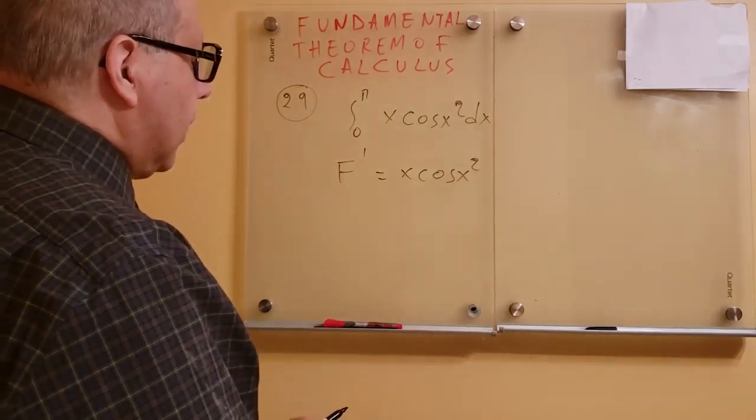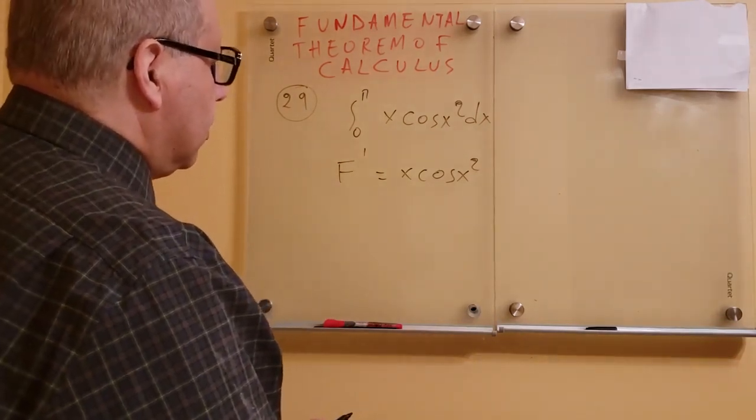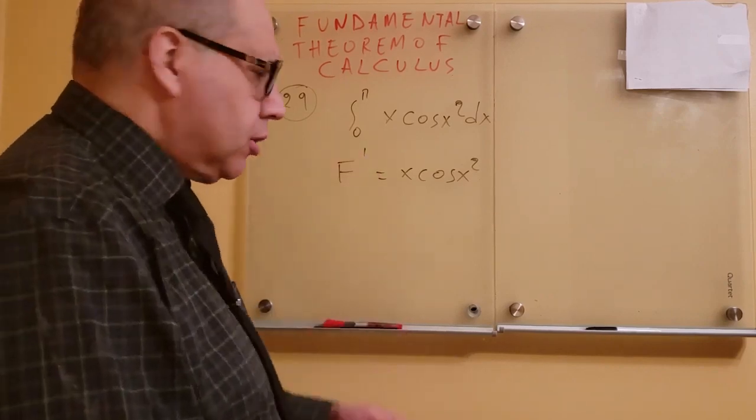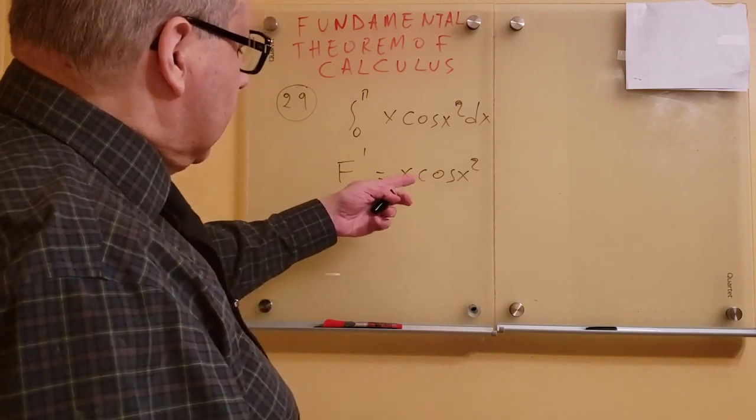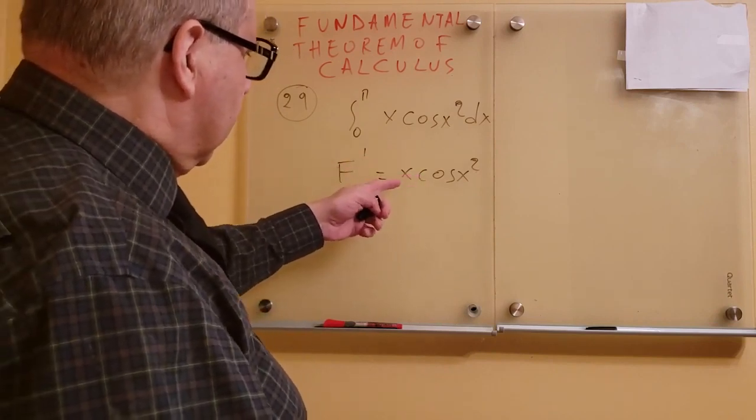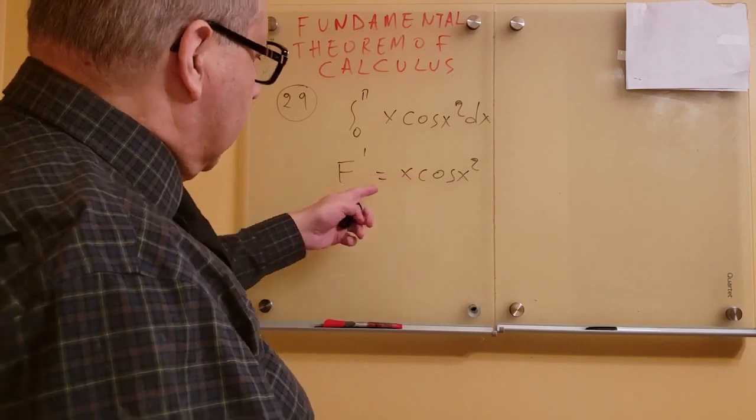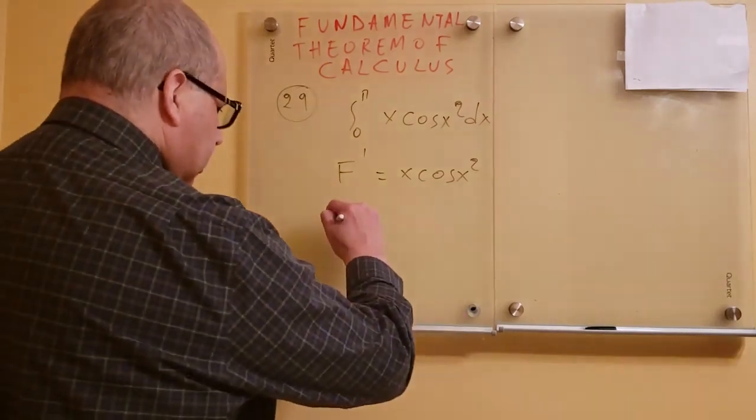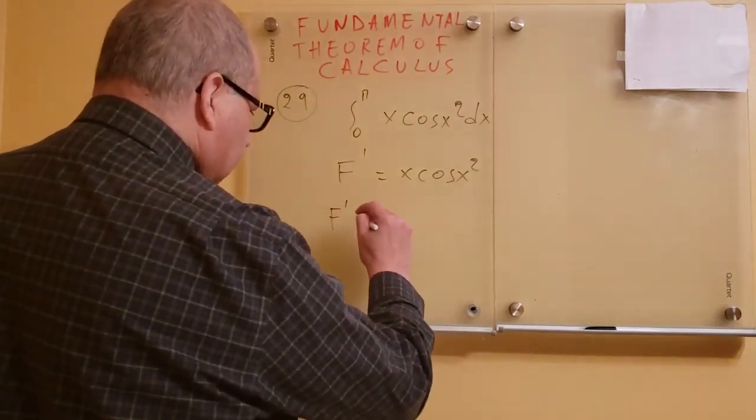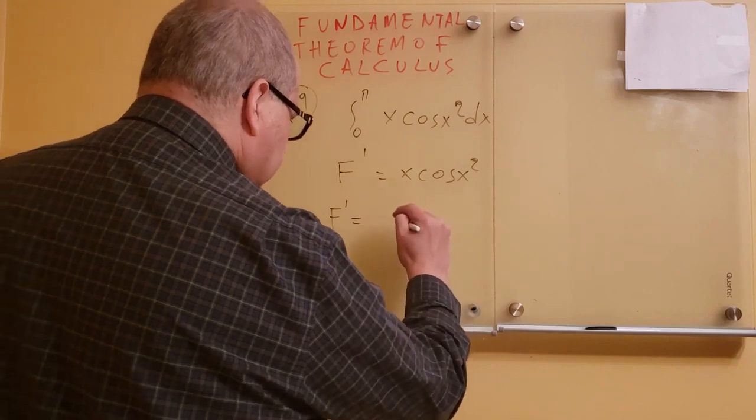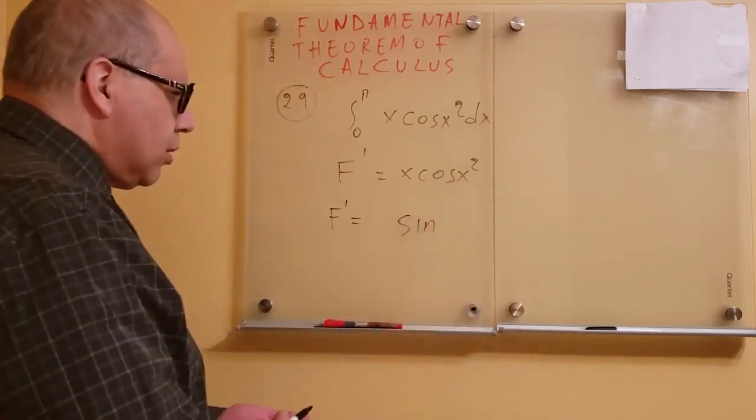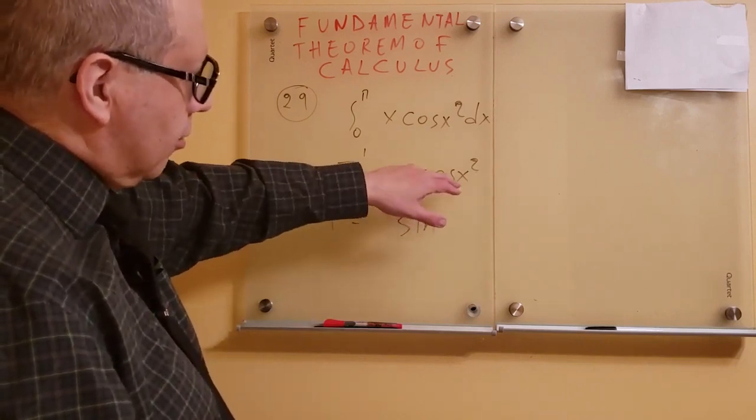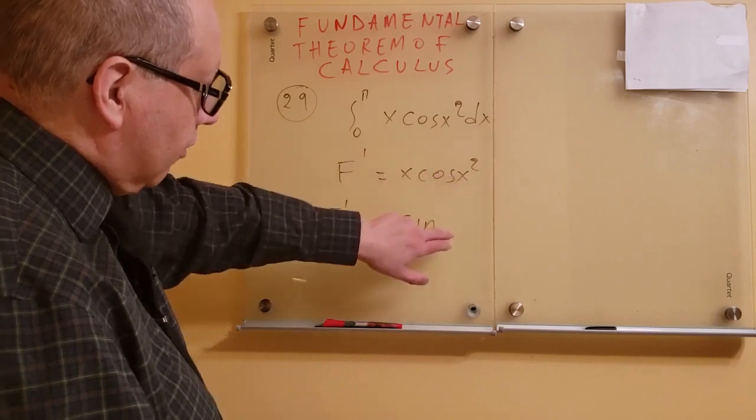Now, if you think backwards, the derivative of sine is cos. So let's start with that. So the f should include some sine inside. So a sine of what? Since here you have x squared, you should have x squared here too.